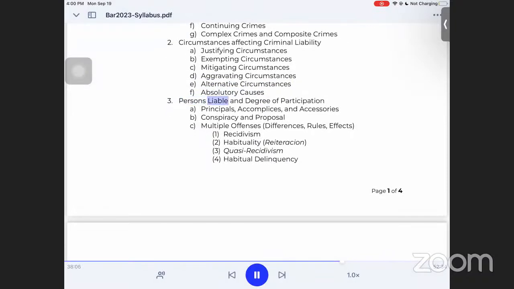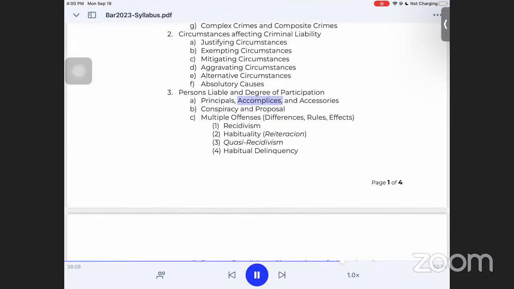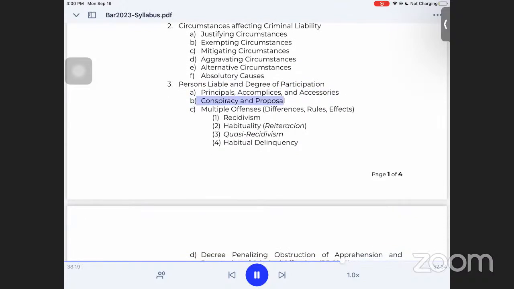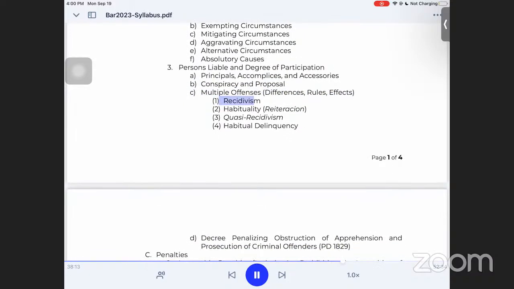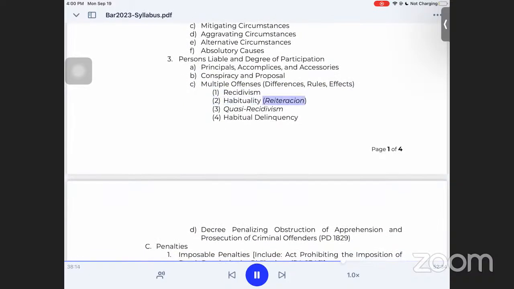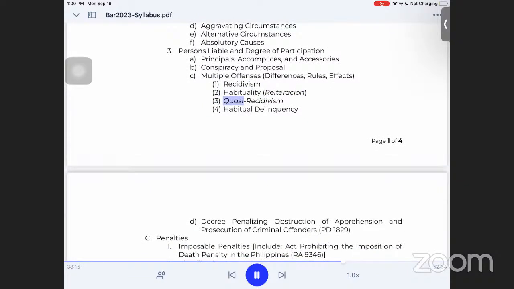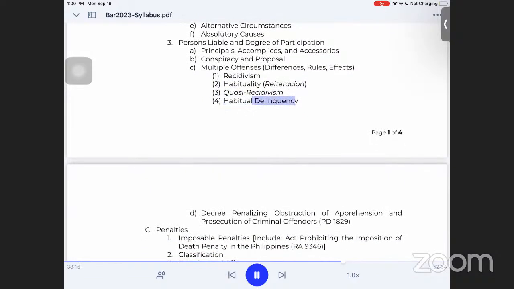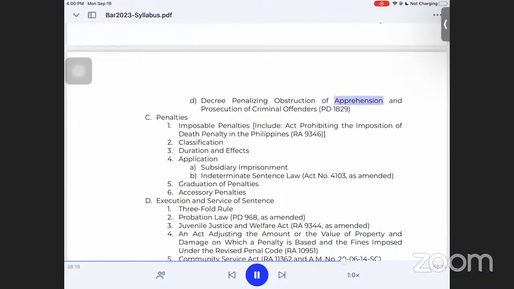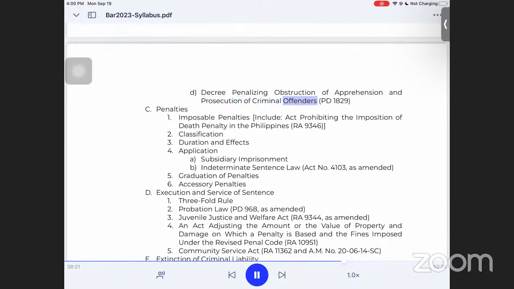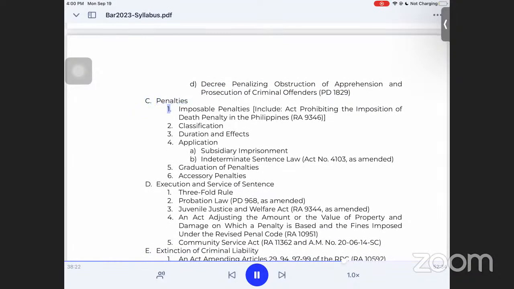3. Persons liable and degree of participation. A. Principals, accomplices, and accessories. B. Conspiracy and proposal. C. Multiple offenses. Differences, rules, effects. 1. Recidivism. 2. Habituality, reiteration. 3. Quasi-recidivism. 4. Habitual delinquency. Page 1 of 4. D. Decree penalizing obstruction of apprehension and prosecution of criminal offenders, PD 1829. C. Penalties. 1.